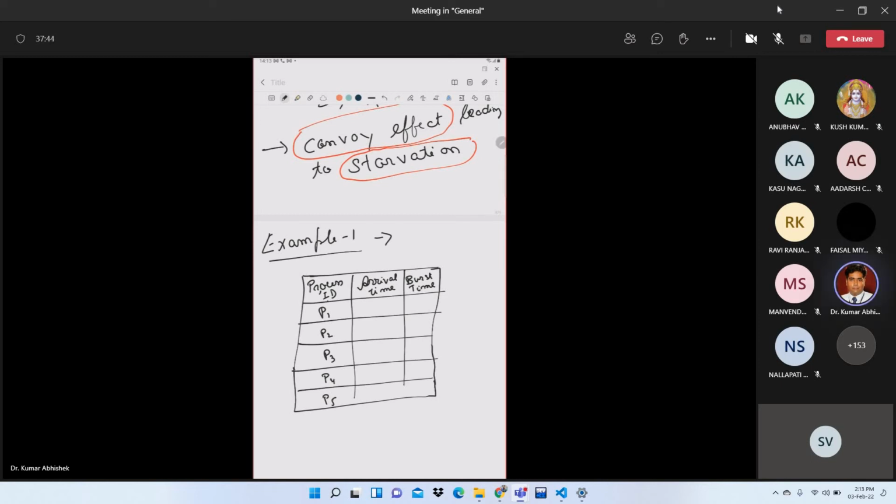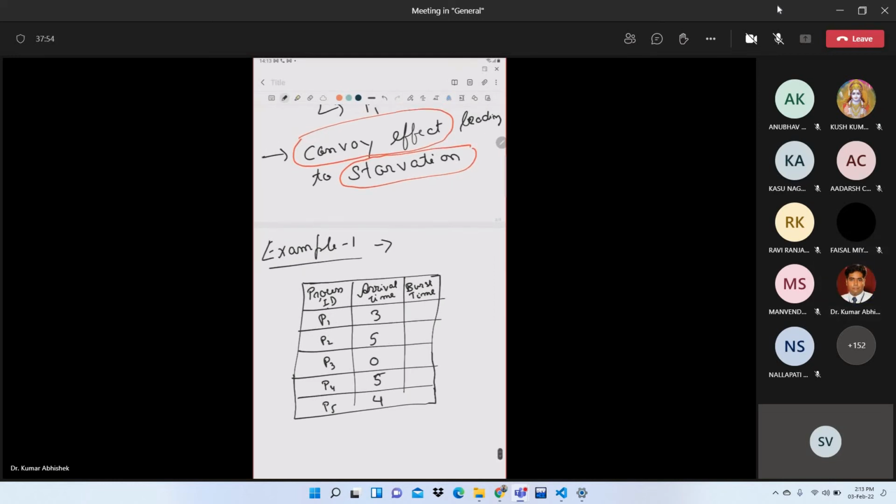The arrival times are 3, 5, 0, 5, 4. Okay. This is the arrival time, and the burst times are 4, 3, 2, 1, 3.